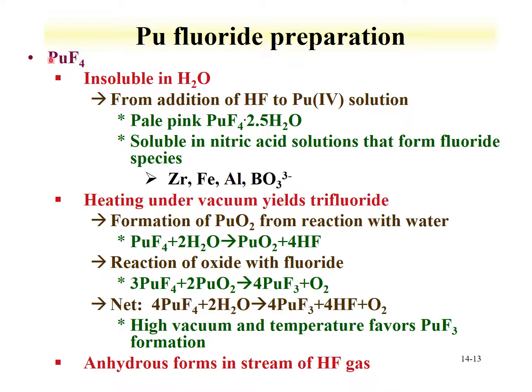If the tetrafluoride is heated under vacuum, you can produce the trifluoride, the net result being shown here. High vacuum and high temperature favor the formation of the trifluoride, and you can make both the tri- and tetrafluoride anhydrous, so you can knock off that water by treating this product in a stream of HF gas.